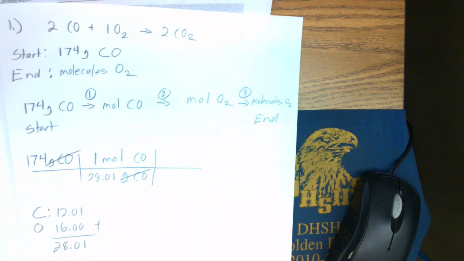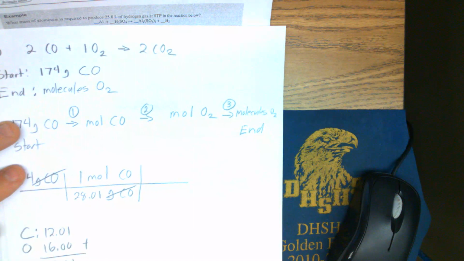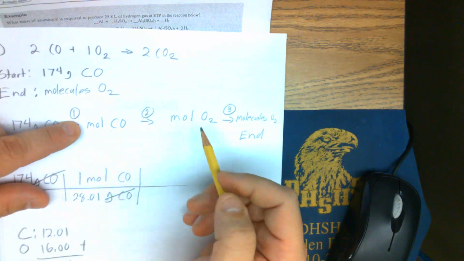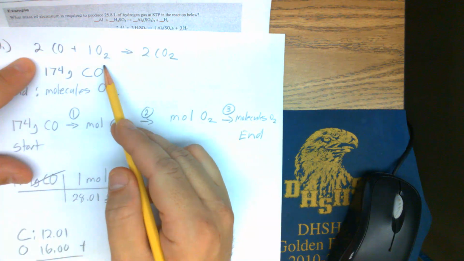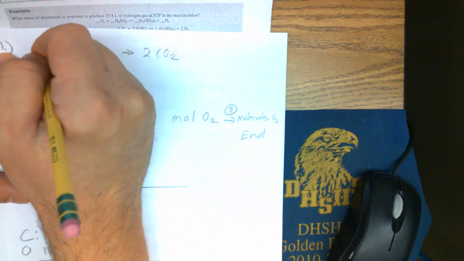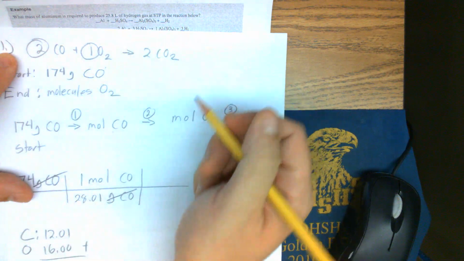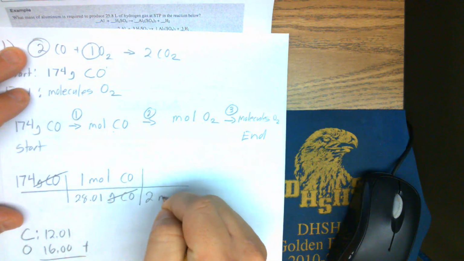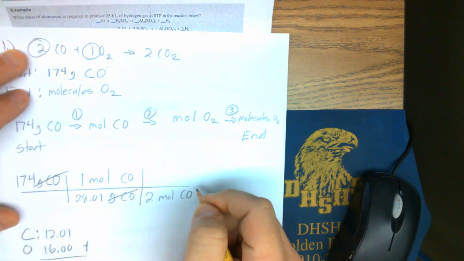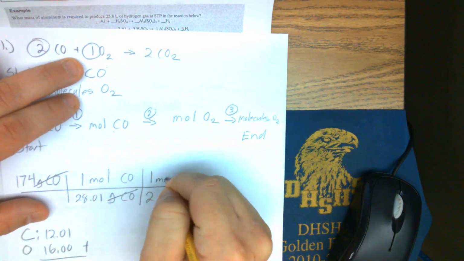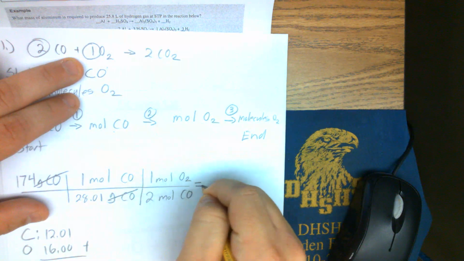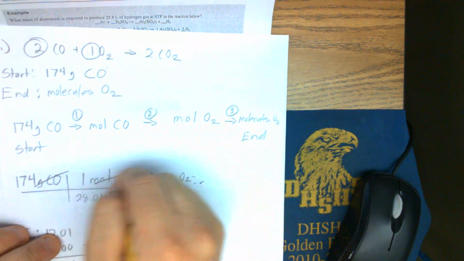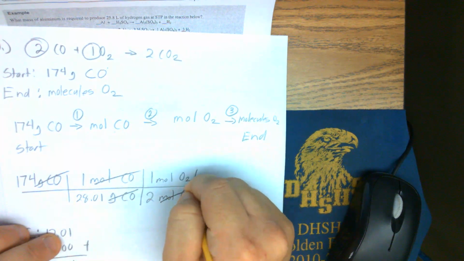All right, our next one, we want to go from mole to mole. So the idea is we're going moles of CO to moles of O2. So CO to O2, we have our ratios here. So we're looking at this one and we're looking at this one. We want to put CO on the bottom. So we have 2 moles of CO for every 1 mole of O2. All right, we check this out. Moles of CO and moles of CO cancel out.